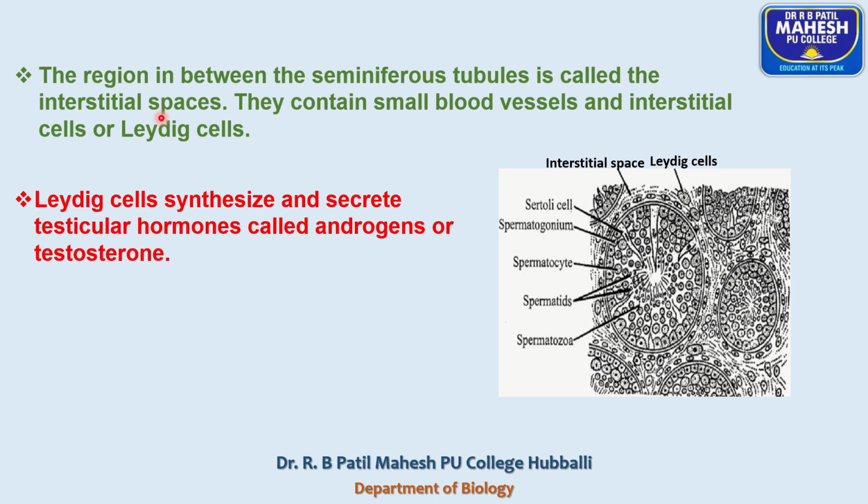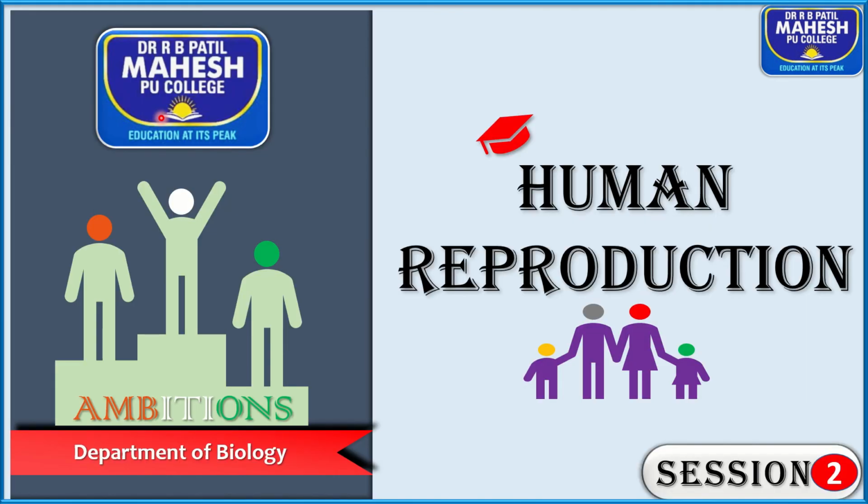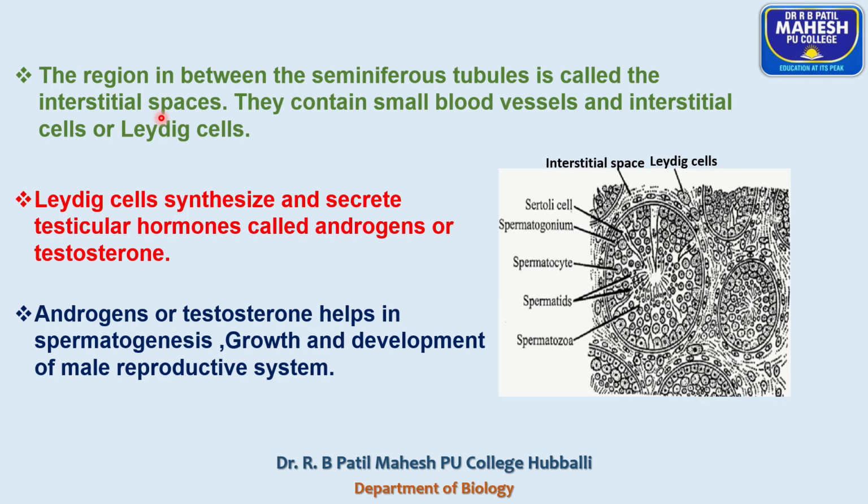When you talk about androgen, the testicular hormone or testosterone, it is absolutely required for spermatogenesis, the formation of male gametes or sperms, and also it is required for growth and development of the male reproductive system.